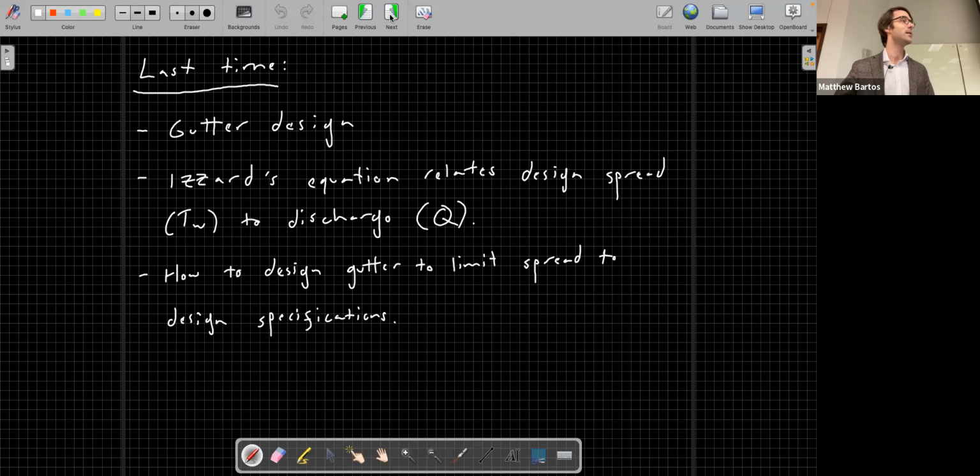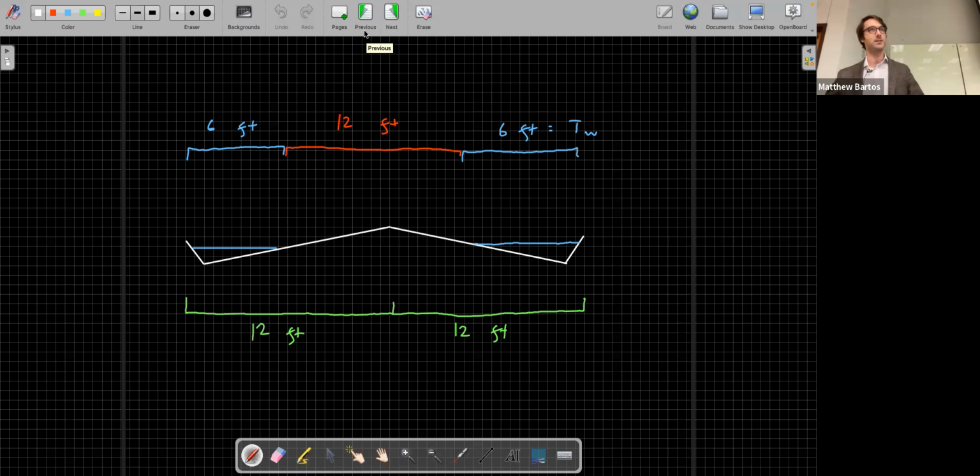So I gave an example. This is straight out of the Austin Drainage Criteria Manual. But let's say we have a residential collector road that's 24 feet wide, 12 feet in each lane. And we need to maintain a specified clear width for this road of 12 feet, which means we can have an allowable spread of 6 feet of water surface on either side. Okay, and we showed how we could use Izzard's equation, and I gave you an example in class where we used this equation to essentially design the gutter so that this spread was maintained.